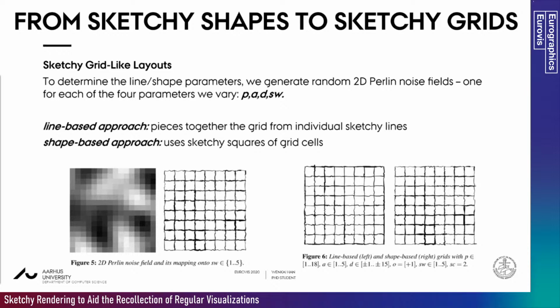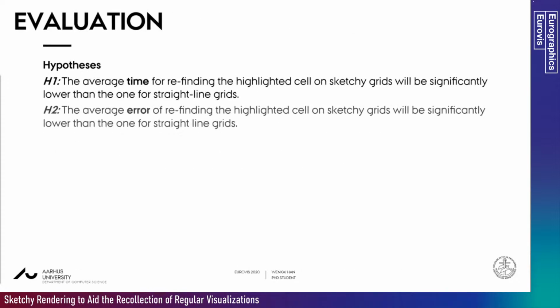For the line-based approach, we piece together the grid from individual sketchy lines, and for the shape-based approach, each square is drawn with a single movement, then pieced together into a grid. To validate our design, we conducted a lab study to test our hypothesis that with sketchy grids, the time and error will be lower for the recollection of a data point in a regular visualization.